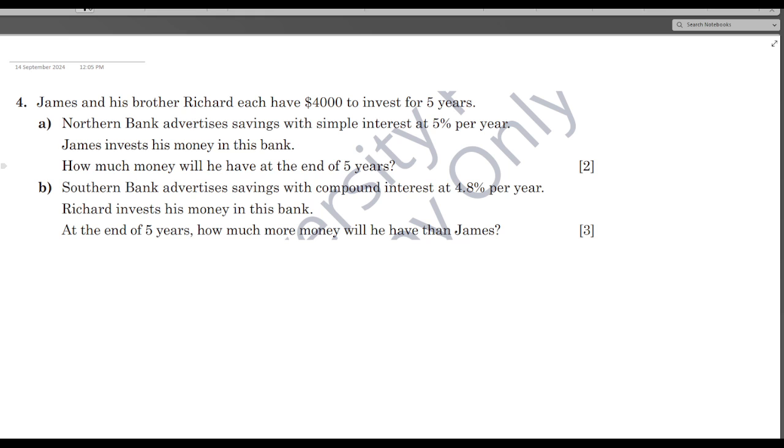Northern Bank advertises saving with simple interest at 5% per annum. James invested his money in this bank. How much money will he have at the end of 5 years?